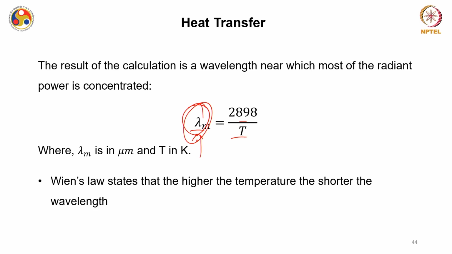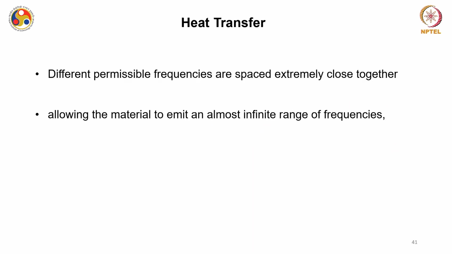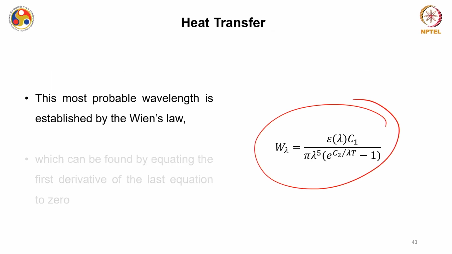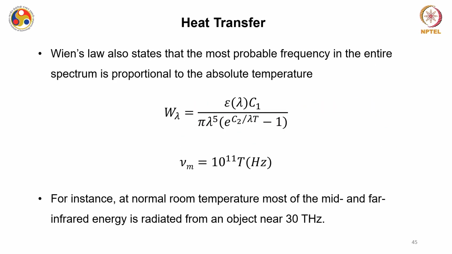Wien's law states that the higher the temperature, the shorter the wavelength, and that is what we have seen from this curve. When the temperature is increasing, the peak shifts towards lower wavelength and the intensity is rising. This curve is given by Wien's displacement law. So, what we are going to do is use this in our far IR detectors, which is very crucial for military applications.